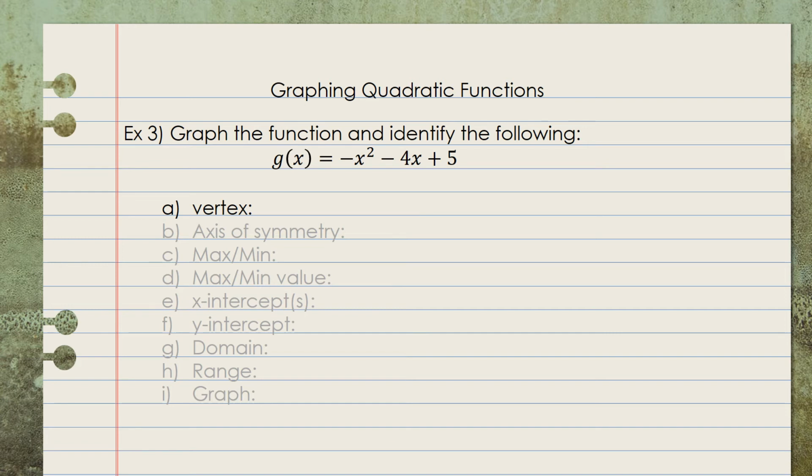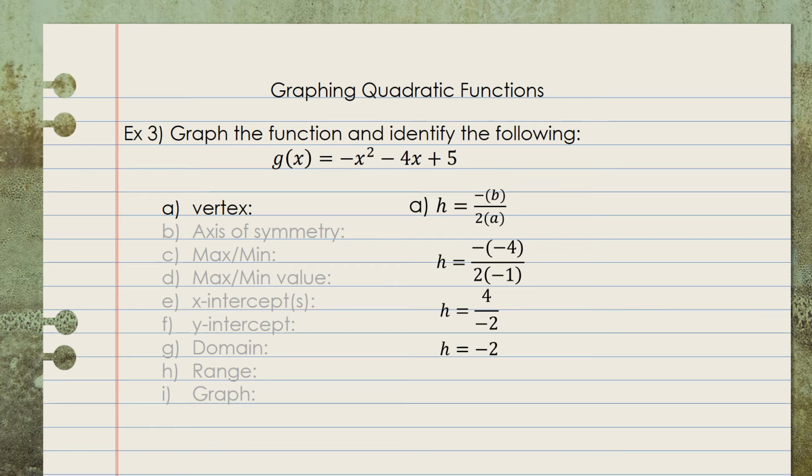Now looking at the function, can we easily identify the vertex? No. So we will have to do negative b over 2a. Our b value is negative 4. Our a value is negative 1. In the top, the opposite of negative 4 is a positive 4. And 2 times negative 1, well, that's negative 2. And so we can see 4 divided by negative 2 gives us negative 2. So we have the h value.